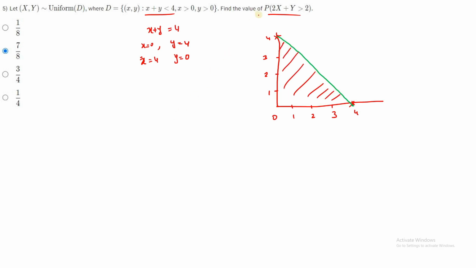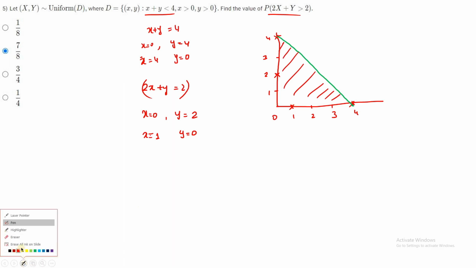Okay, so what about this guy? 2x plus y is equal to, what about this one? So if x is equal to 0, y is equal to 2, and if y is equal to 0, x is equal to 1. So now let's mark this point. 0 comma 2 is this guy, and 1 comma 0 is this point. And what about this one?